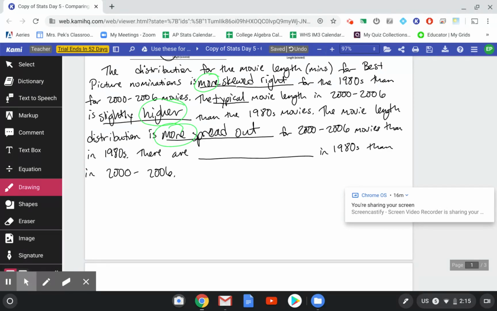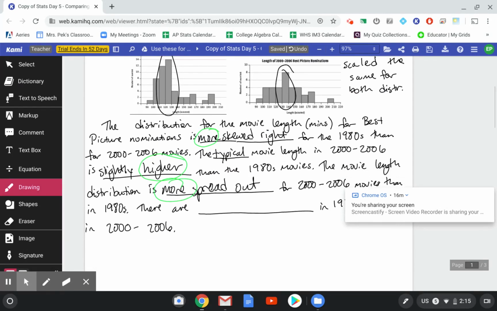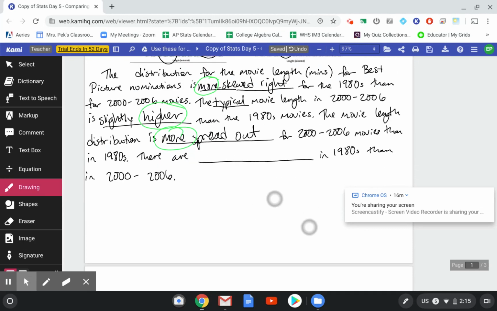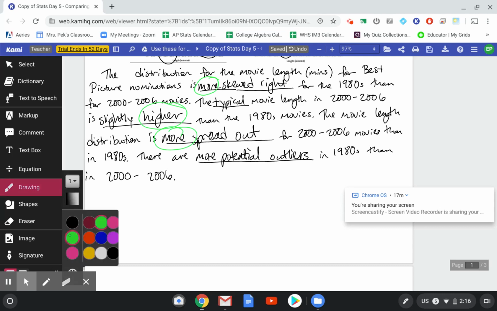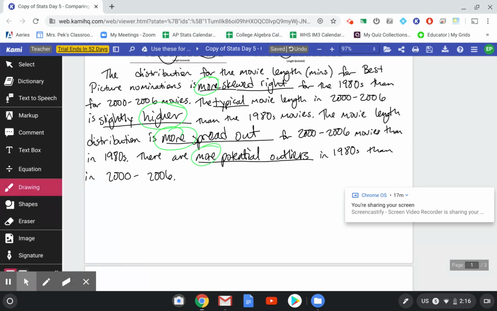All right, and then the very last piece, unusual features. Are there any possible outliers? Again, we don't have the data values to calculate whether there are outliers, but we can see there are some pieces over here that don't really fit with the rest of the data. There's one piece over here that doesn't really fit. This has four different movies in that section. This is only one. So we can say something like there are more potential outliers. We don't want to say outliers because we haven't done the calculations to figure out if they are outliers or not, but we can say more potential outliers. And again, I'm going to circle that word more. It's super important that we have that comparative word.